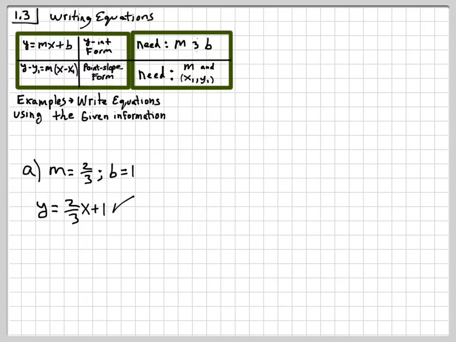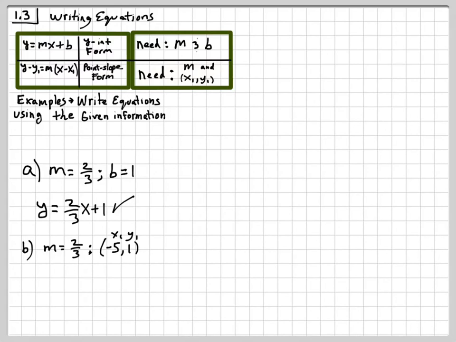And so I simply substitute for the m and for the b, and that is it. That's an equation that meets the requirements of the given information: that it has a slope of 2/3 and that it has a y-intercept of 1.